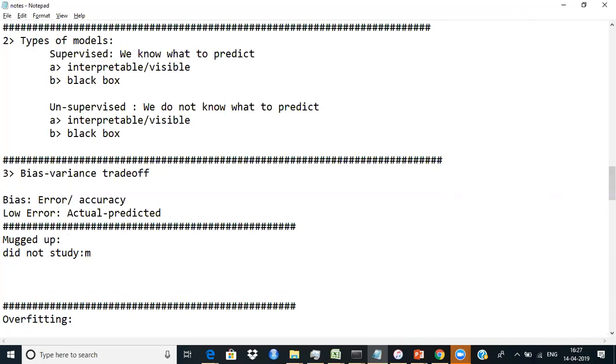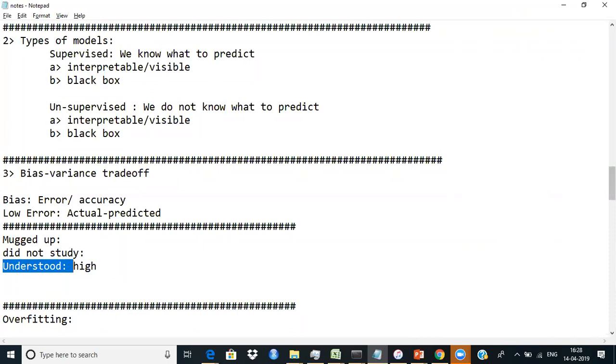No matter what question came, they were always getting low marks, right? Third, people who actually understood the concept, they scored high irrespective of what was the question. Make sense? Okay. The first case is known as overfitting. Second case is known as underfitting. Third case is optimal fitting.